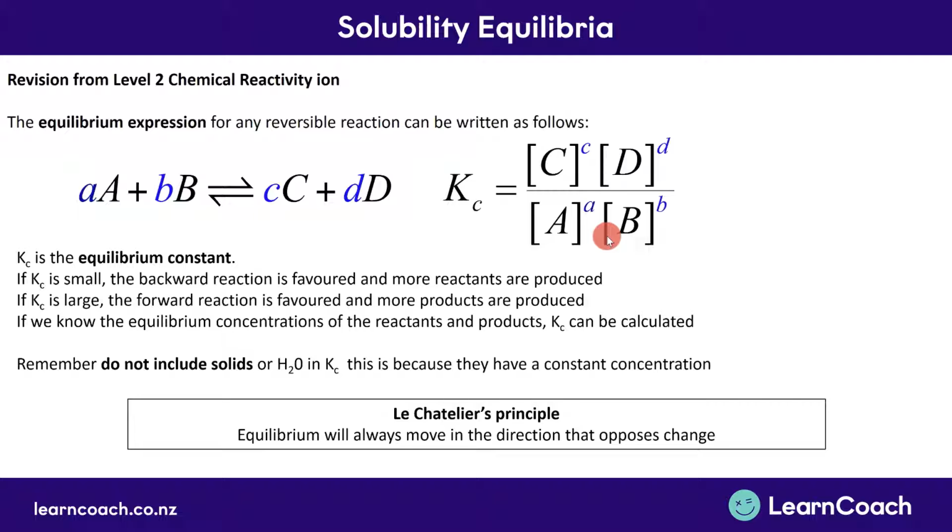If one of the 4 species in the reaction A, B, C or D changes, this is going to change Kc. The chemicals will respond to this change by pushing the reaction either left to create more reactants or right to create more products until Kc is back to normal. Again, if you have any trouble with any of these concepts, give the Level 2 Chemical Reactivity work on Learncoach a look. It'll really help you going forward into the standard.